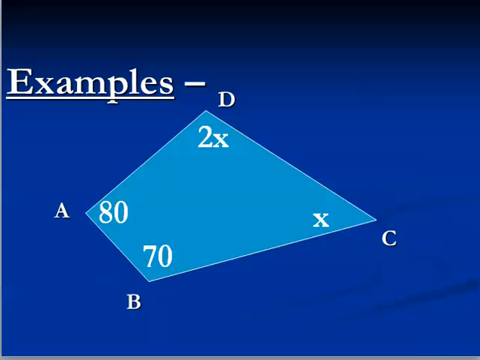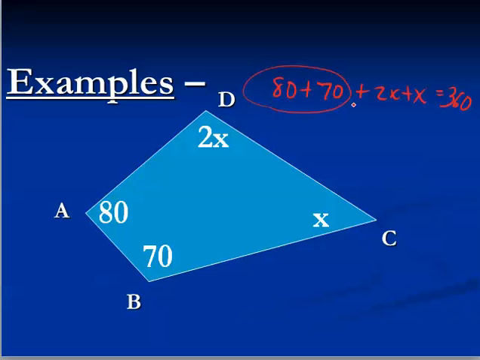The second example, the same picture, quadrilateral ABCD. Angle A is 80 degrees, angle B is 70 degrees, angle C is X, and angle D is 2X. Again, we're going to total these up, add everything together as a sum, 80 plus 70 plus 2X plus X. And since it's a four-sided figure, based on Theorem 6.1, they should add up to 360.